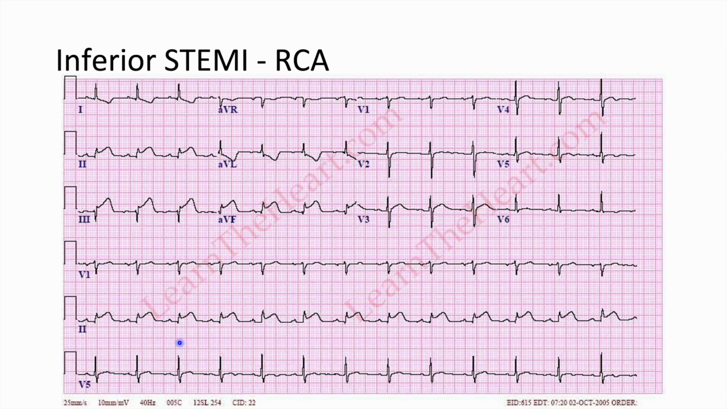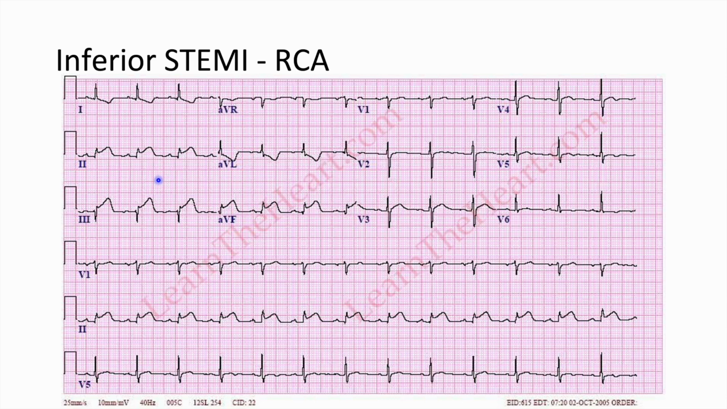You look at everything, it looks fine. And then boom, in our inferior leads, 2, 3, aVF, you see this elevation in our ST segment. Here's our baseline. This is clearly above 1 millimeter, or 1 small box, above that. And we see that in 2, 3, aVF. You don't see any elevation in any of the other leads. That's making me think, okay, maybe we have a STEMI in our inferior leads, which would be our right coronary artery most likely.